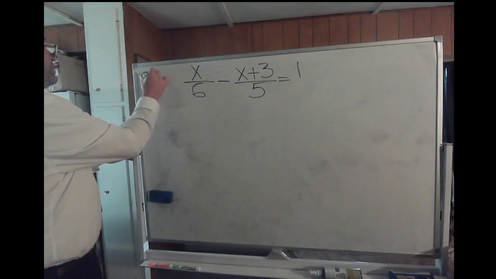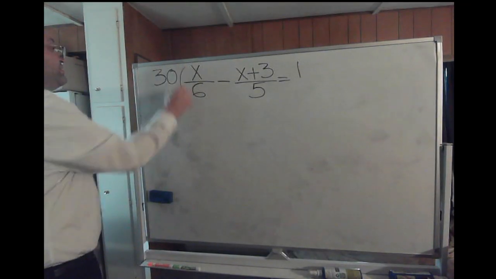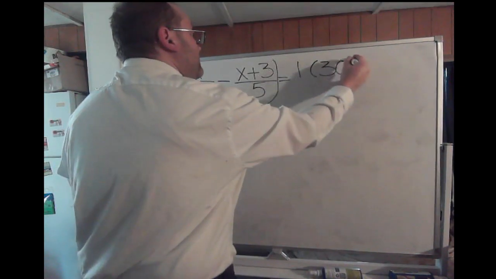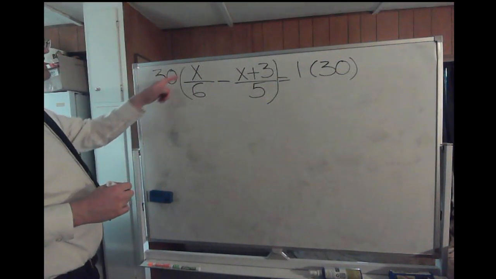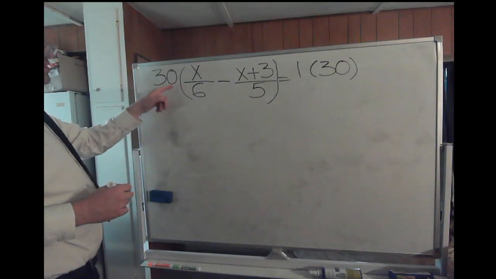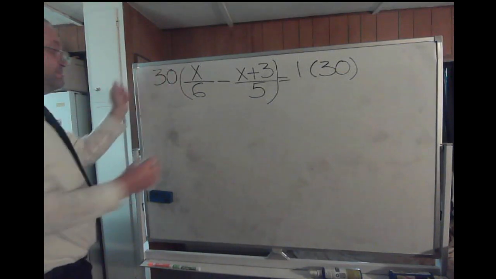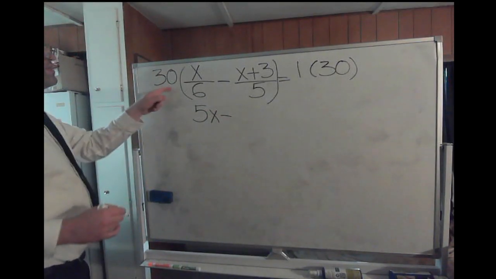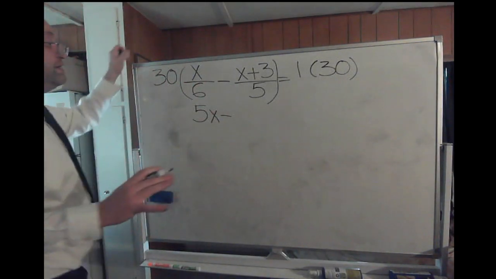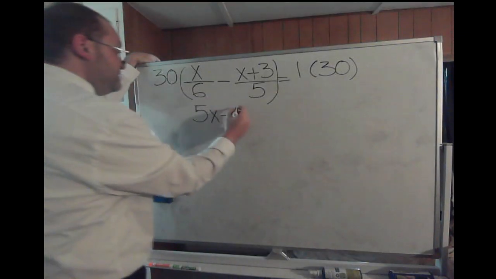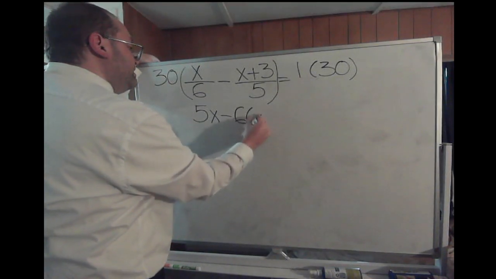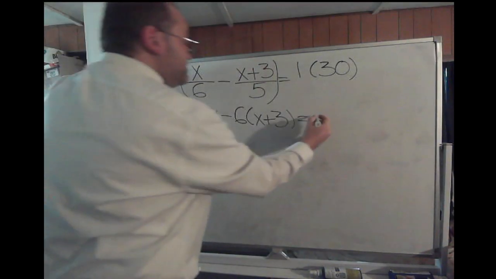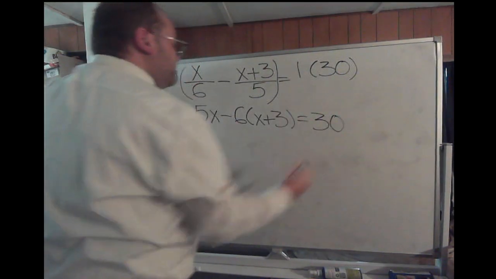So we're going to take 30, multiply that by the entire left-hand side, but you also got to do it to the right side. So let's start with 30 times x over 6. Well, 30 divided by 6 is 5. 5 times x, that'll give you 5x. Minus, we got 30 times x plus 3 over 5. 30 divided by 5 is 6, so you'll get minus 6 times the quantity of x plus 3. That's going to be equal to 1 times 30, which is, well, simply 30.